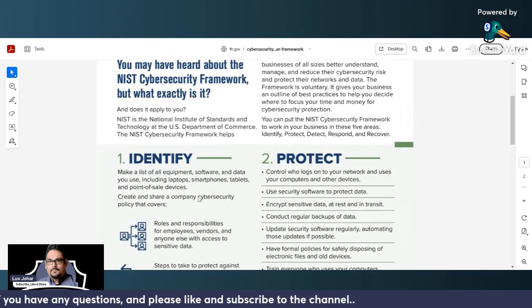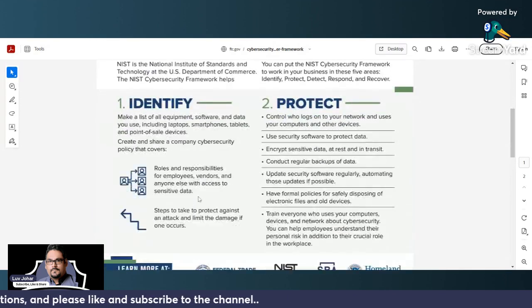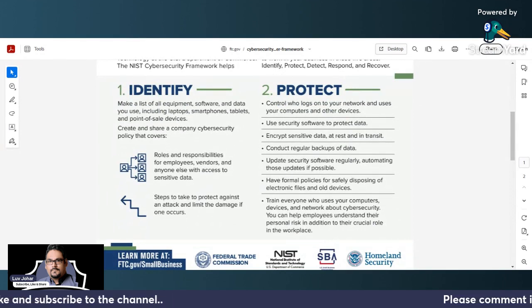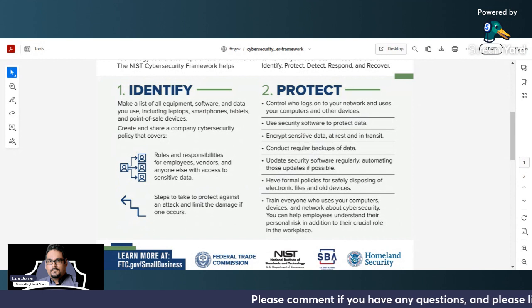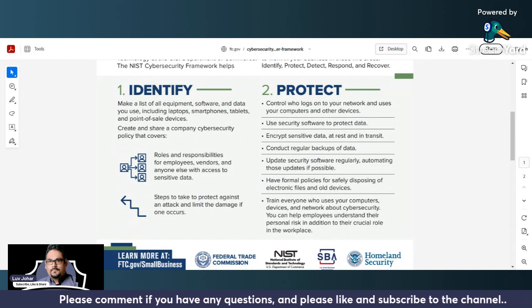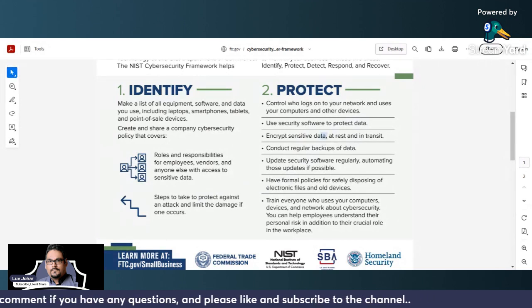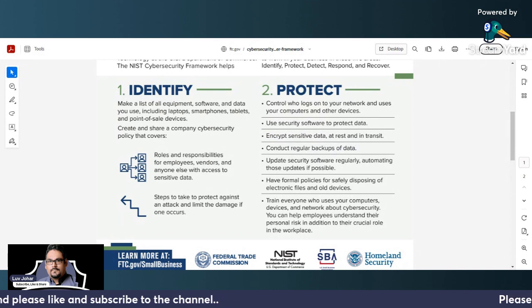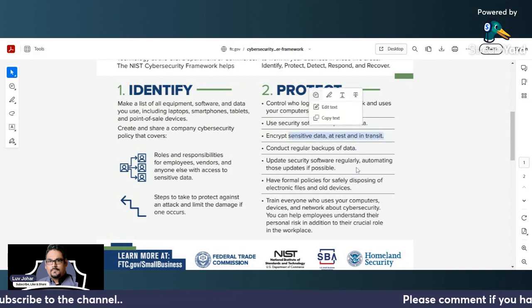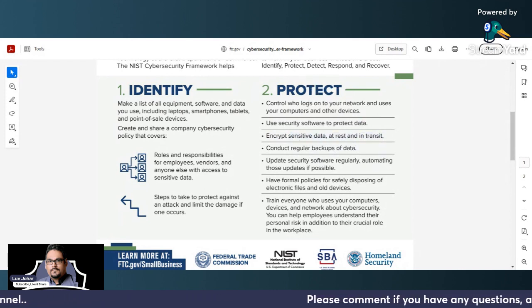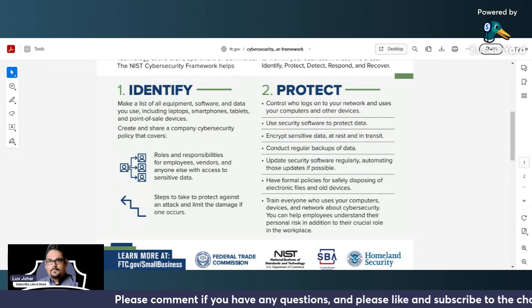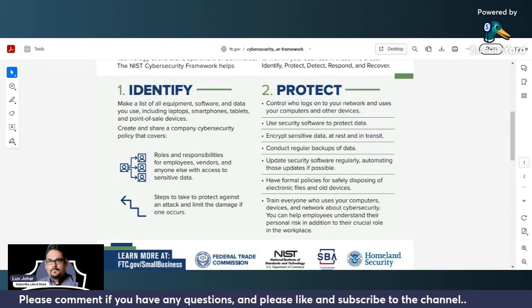Now second is the protect stage. Protect will help you control who logs onto your network and uses your computers and other devices. You use security software to protect your data. You encrypt the sensitive data. Whatever sensitive data you have, you encrypt it at rest and in transit. How do you do that? You encrypt sensitive data. For data at rest you use different algorithms, and for data in transit you use different algorithms for encryption.